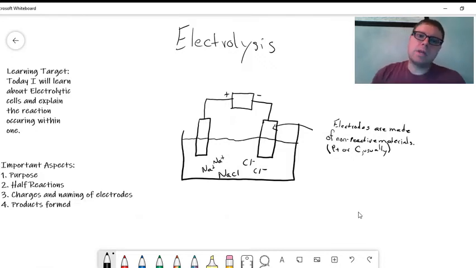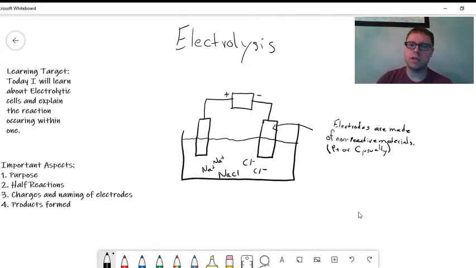So today I'm going to teach you part 2 of your electrochemical cells. And today, if we look at your learning target here on this side, we are going to learn about electrolytic cells, and we're going to explain the reaction occurring within one.